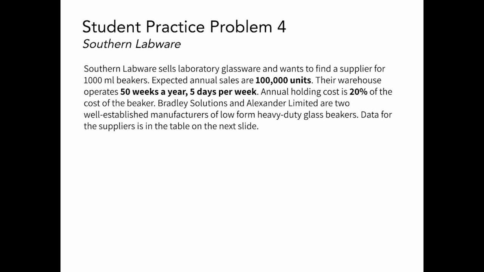Labware Company is in the process of selecting a supplier for 1,000 milliliter beakers, anticipating annual sales of 100,000 units. The company operates a warehouse 50 weeks a year, 5 days a week, with an annual holding cost of 20% of the beaker's cost. Your task is to calculate the annual holding cost per unit. This calculation involves the price per unit multiplied by the interest rate, which is set at 20% or 0.2. Despite different scenarios, the formula remains consistent due to the uniform price per unit.